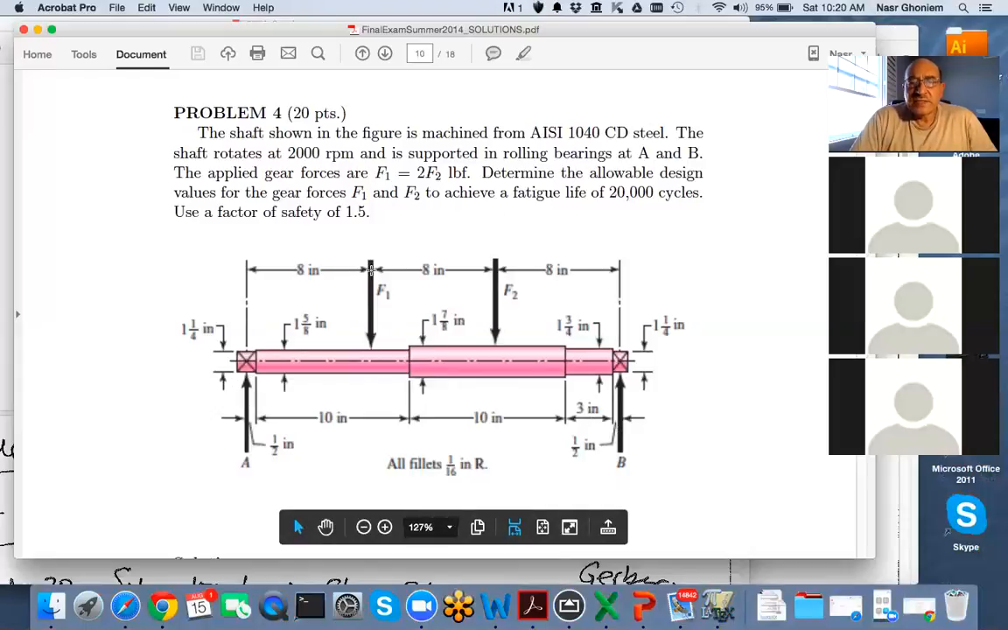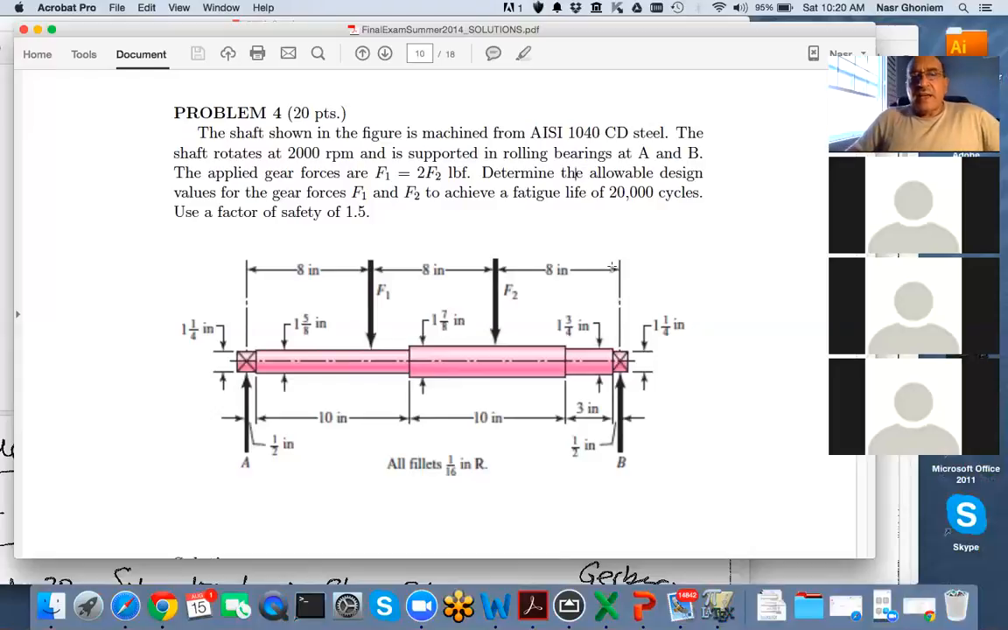And then we have gears. The gears transmit forces. One gear is located at 8 inches from the left bearing, and another gear is located at 8 inches from the right bearing. And we know there is a relationship between the gear force F1 and the gear force F2: F1 is equal to 2F2. What is required is to determine the allowable design values for the gear forces F1 and F2, to achieve a fatigue life of 20,000 cycles. And we want to use a factor of safety of 1.5.